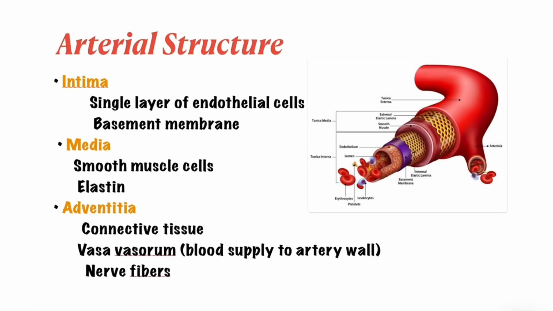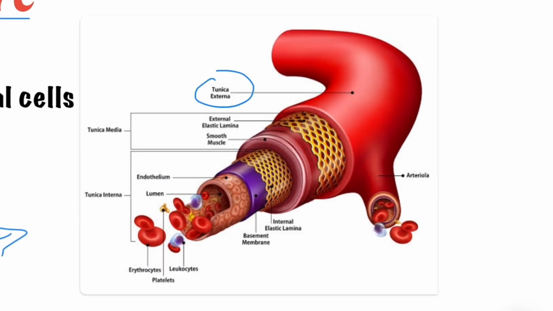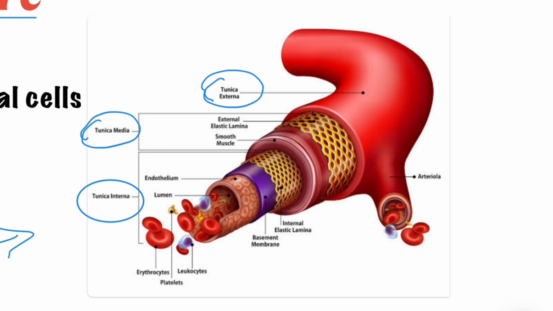Before going into detail on atherosclerosis, let's summarize the arterial structure. It is important. If you understand this, you will easily understand the phenomena of atherosclerosis. There are three layers in the arterial structure: the intima, the media, and the adventitia. Just like you see in the picture, this is the tunica externa, this is the tunica media, and this is the tunica interna. And atherosclerosis occurs in the lumen.